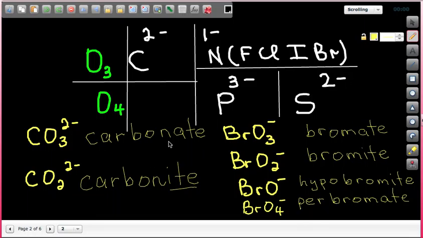Because once you name the oxoanion, it's very easy to name the acids. All you have to do is take the number of charges out, replace it with an equal number of hydrogen, and the carbonate becomes carbonic acid. Do the same here. Take the charge out and put an equal number of hydrogen in the front. The carbonite becomes carbonous acid. You will make bromic acid here, bromous acid, hypobromous acid, and perbromic acid here. Let's go ahead and do some examples.